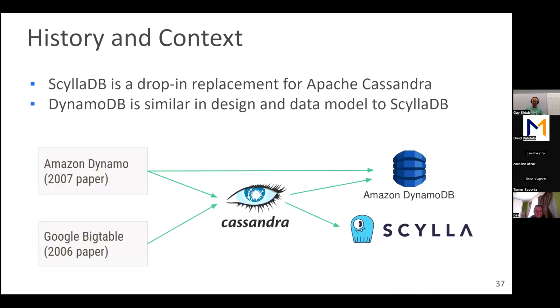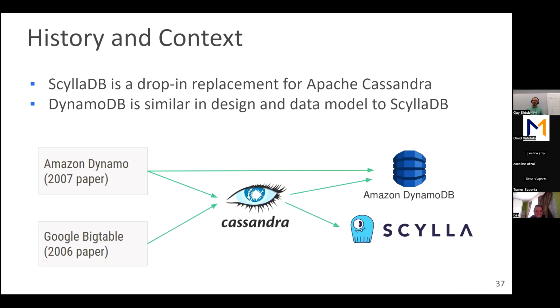Okay, so some history and context regarding ScyllaDB. So two influential papers, the Amazon Dynamo paper in 2007 and the Google Bigtable paper in 2006. Again, made a lot of waves. And then Apache Cassandra, an open source project, was developed. Apache Cassandra is a very popular database. I would say one of the top 10 most popular databases. Wide column store, NoSQL, written in Java, has a lot of users, a lot of adoption.